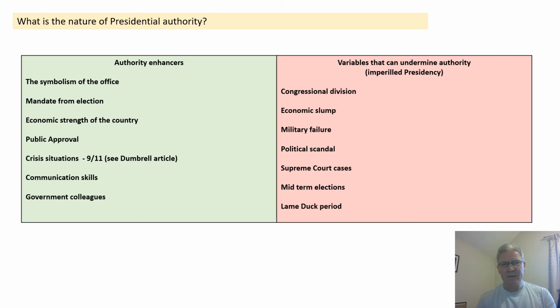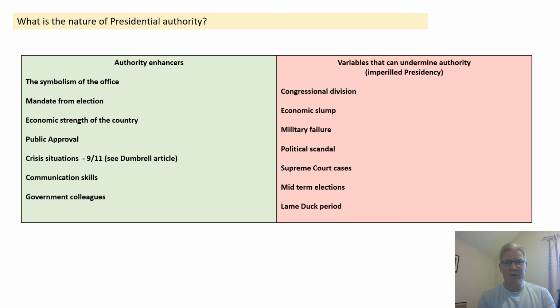Added to this is the nature of presidential authority. This is pretty much where the argument put forward by Neustadt exists, that actually power relies on persuasion. And you can see here the two different types of authority: the aspects, the variables, if you like, that enhance authority and the variables that can undermine.